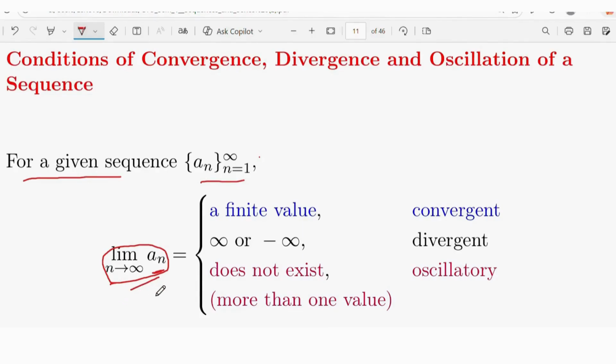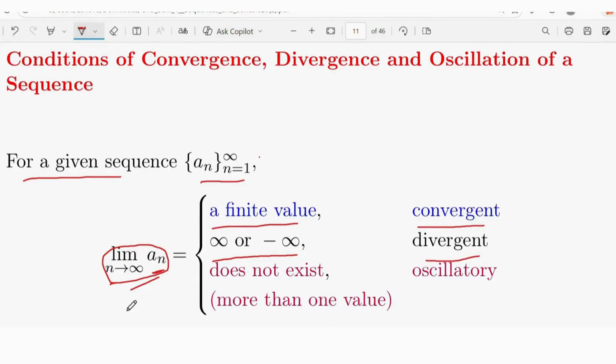क्या आ रहा है. If we are getting a finite value after solving this limit, if the answer is a single finite value, then we conclude the sequence is a convergent sequence. If after solving this limit we get the answer either plus infinity or minus infinity, अगर हमारा आंसर प्लस इंफिनिटी या फिर माइनस इंफिनिटी आ रहा है, then we conclude the given sequence is a divergent sequence.